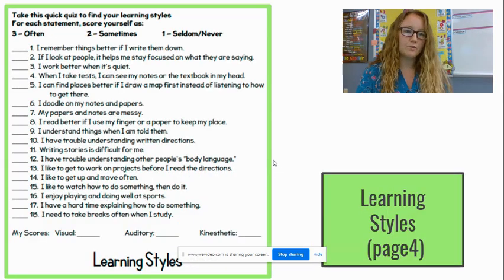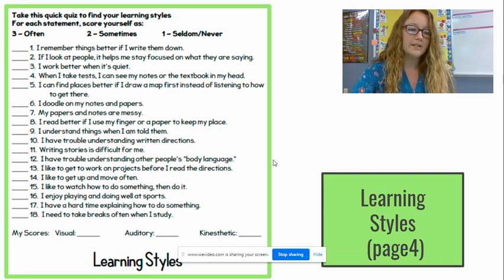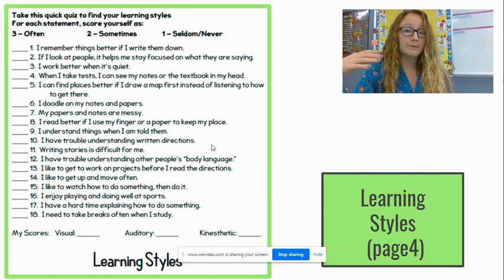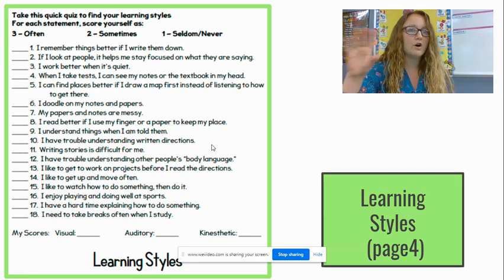So for page 4, learning styles, it says take this quick quiz to find your learning styles. For each statement, you're going to score yourself as 3 if you do it often, 2 if it applies sometimes, and then 1 point if it's seldom or never. Okay, so right next to the number 1 on that line, you would write a 3, 2, or 1. So, I remember things better if I write them down. So if you're the type of person where the teacher says you have homework, you have to do this right away, you write it down.